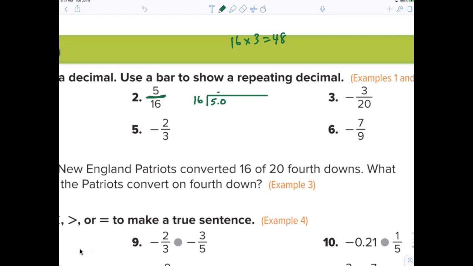So I'm going to put a 3 here, and 16 times 3 was 48. Then when I subtract, I get 2. Then I bring down a 0. 16 goes into 20 how many times? Once. Thank you. And when I subtract, I get a what? And then bring down a 0.